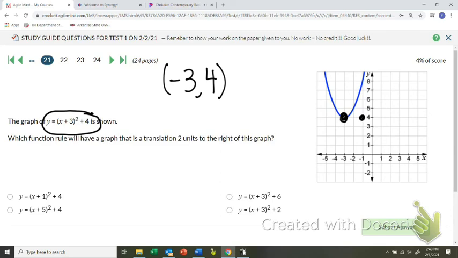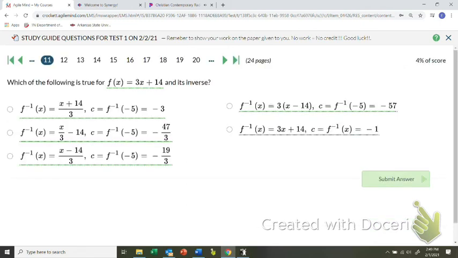So, out of your choices, it has to be the one that says x plus what? X plus 1. Okay? Question? All right, 22. Oh, that's not 22.